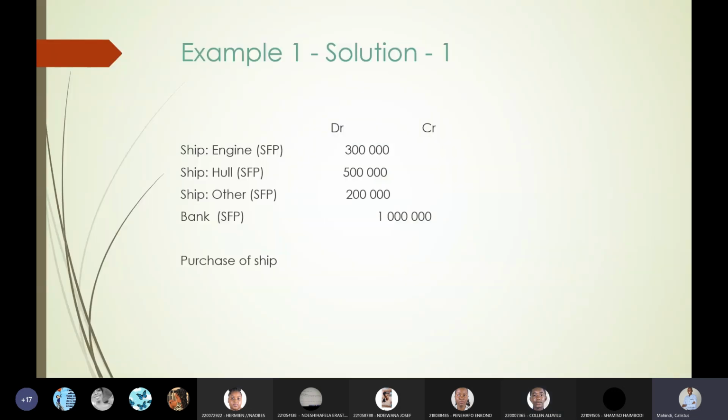So let's say you're replacing the engine of that ship. But when you initially recorded the amount, you just recorded the ship at a value of 1 million. You didn't split the components. So once you get a new engine, you can use that cost as an estimate of what the carrying amount of the old component would be.